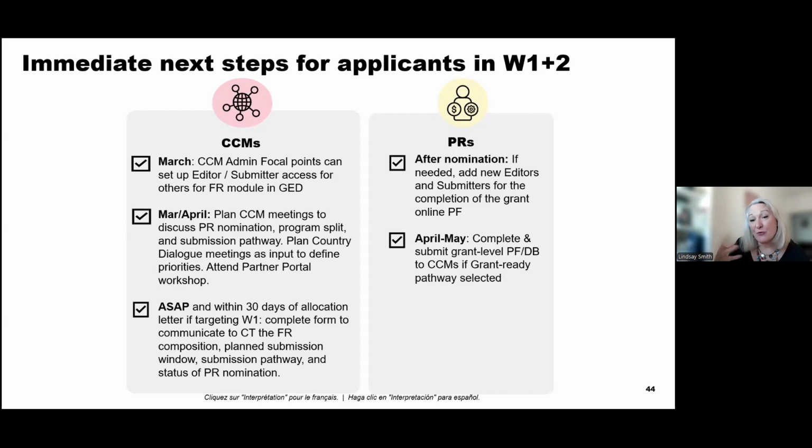And then if they are requested to develop a performance framework and budget for the grant-ready funding request submission pathway, starting work on that, making sure that you're in close consultation with your CCM so that the actual grant document is aligned to the priorities that are documented in the application form.